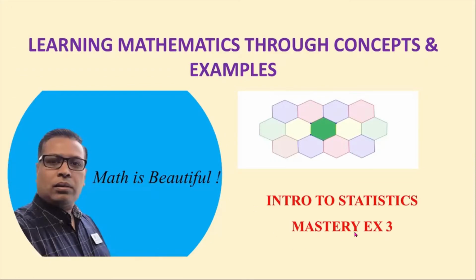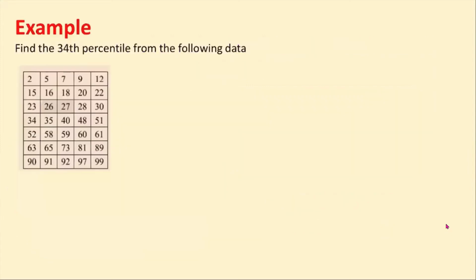Today, we'll be solving Mastery Exercise 3 from your Intro to Statistics class. So let's get started with the first problem. So here is our first problem. And here we are asked to find the 34th percentile from the following data. The data set is given here, and you can see that the data is already arranged in ascending order.